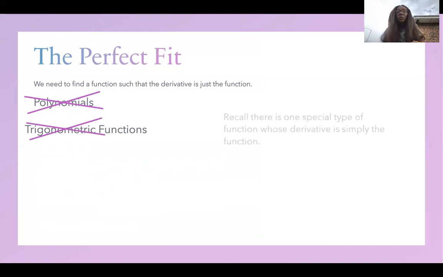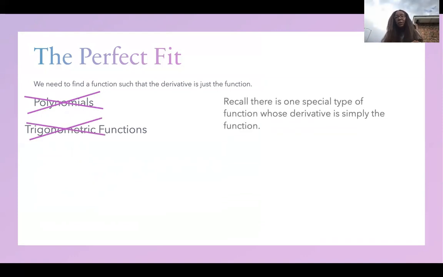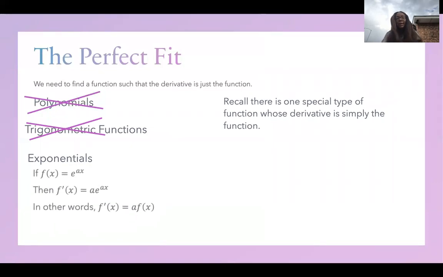But we do actually know of a special function, and this is one of its great properties, where the derivative of the function is simply the function, and that's our exponentials. If f of x is e to the ax, then the derivative of that is a times e to the ax. So the derivative of f of x is some constant a times f of x. So if we have an exponential with just a constant in our exponent, we get this really nice form that is going to work with what we're trying to find.